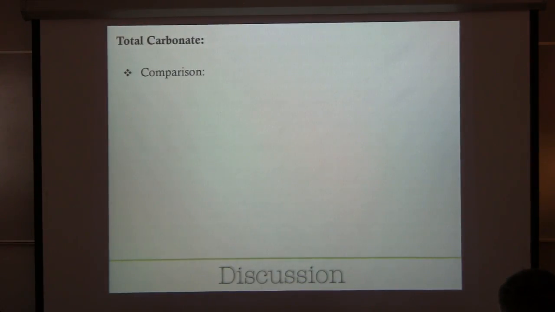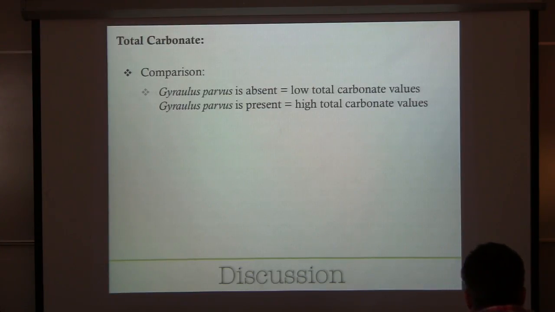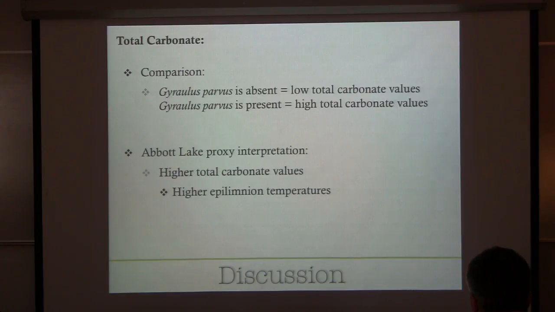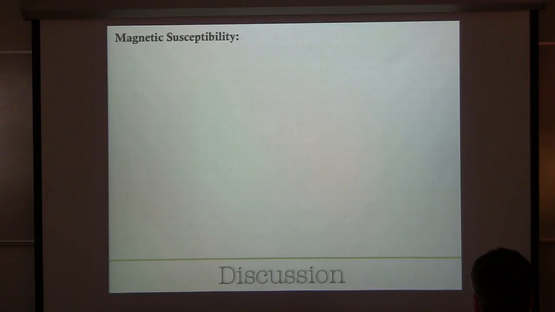We also looked at total carbonate, and when we compared it, we found we have low carbonate when GP is absent and a deep lake's inferred, and we have high carbonate when GP is present and a shallow lake's inferred. Now, carbonate can tell you a variety of things as well, but we think it's a reflection of the temperature-solubility relationship. So when we have high carbonate values, it means high epilimnion temperatures, and low carbonate means lower epilimnion temperatures when carbonate dissolution is favored.